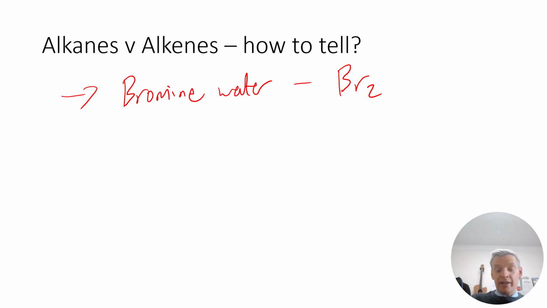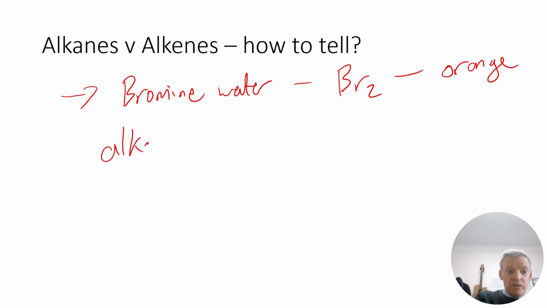And if you look back at the previous slide, you realize that alkenes react easily with halogens or bromine. Alkanes do not react easily. They have to have UV light. So what we would do is we'd react an alkene with bromine water. And bromine water is orange or brown. So it's orange or brown. So when you start, you add your orange bromine water to your sample of your alkane, or you add it to your sample of your alkene.